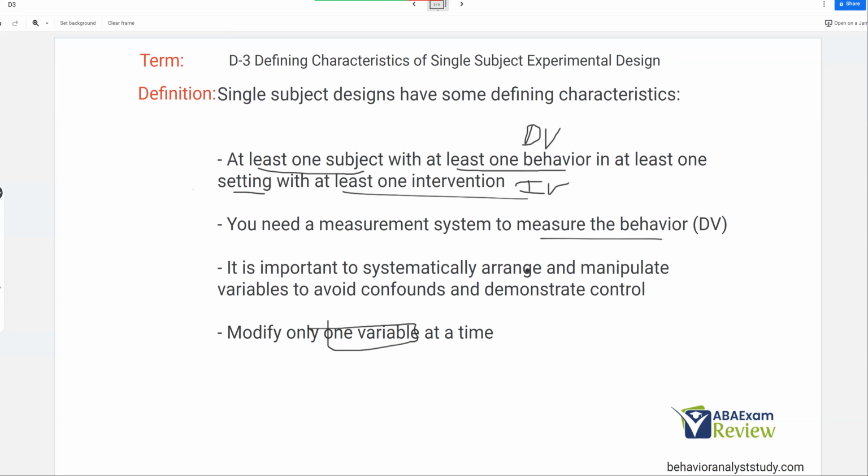It's very important to systematically arrange and manipulate variables because we try to avoid confounds and demonstrate control. And we're about to talk about baseline logic here, right? Which involves steady state strategy.